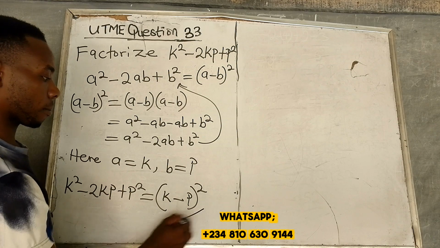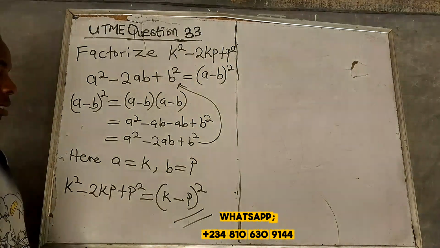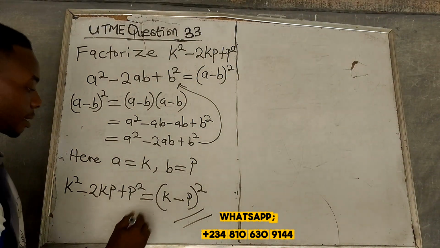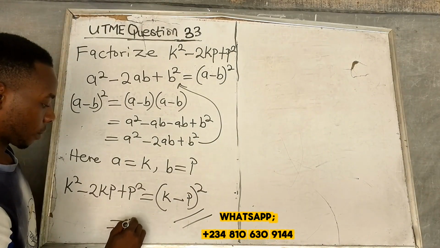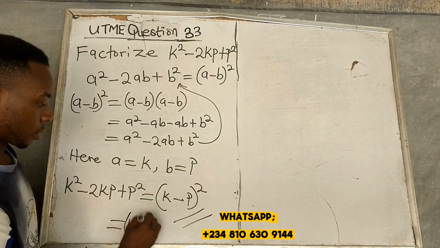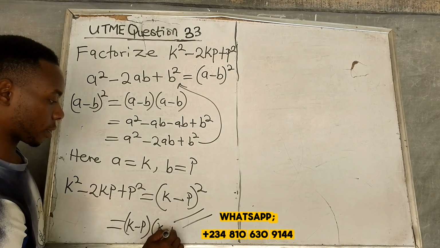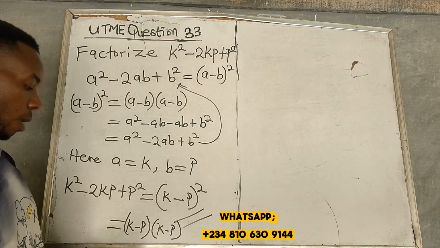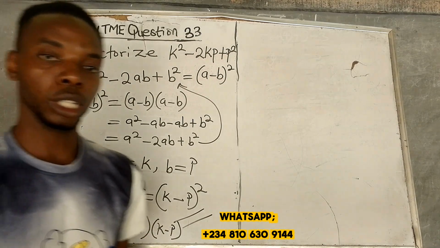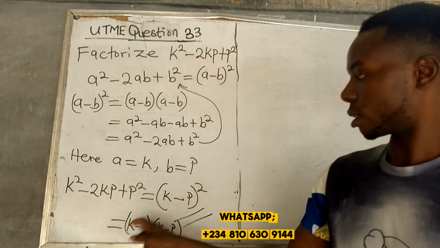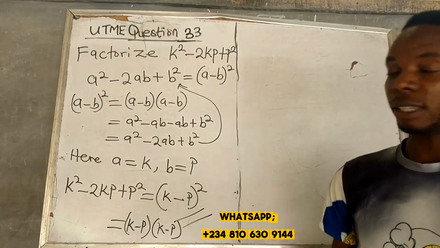This is the final answer. I can still write it as this: k minus p, k minus p. So depending on the one that you see in the option, if you see this and this, they are still the same thing.